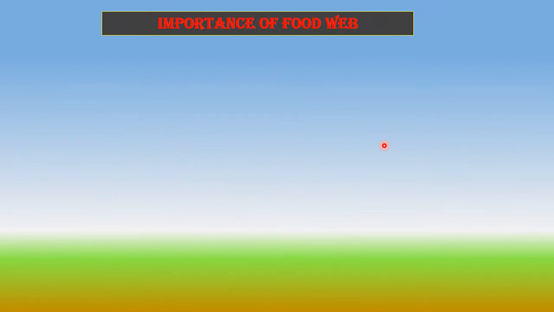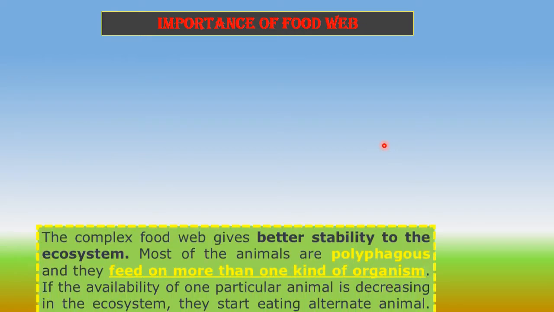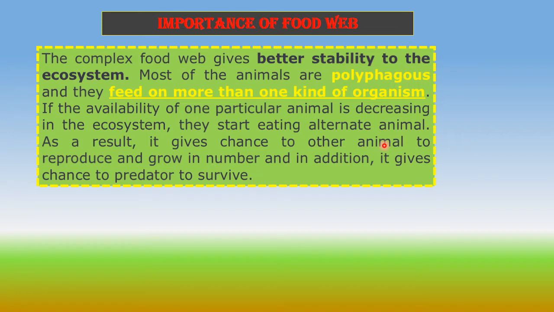Dear friends, that was the concept of the food web. Now let us proceed with the importance of food web. The complex food web gives better stability to the ecosystem. Most of the animals are polyphagous and they feed on more than one kind of organism. If the availability of one particular animal is decreasing in the ecosystem, they start eating an alternate animal. As a result, it gives a chance to other animals to reproduce and grow in number, and in addition, it gives a chance to the predator to survive.